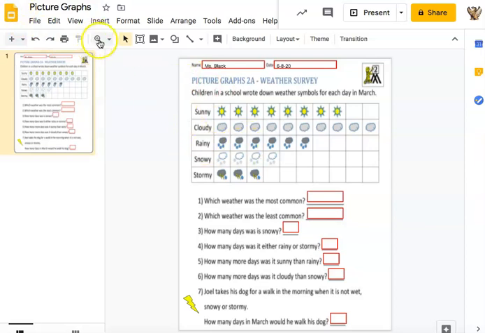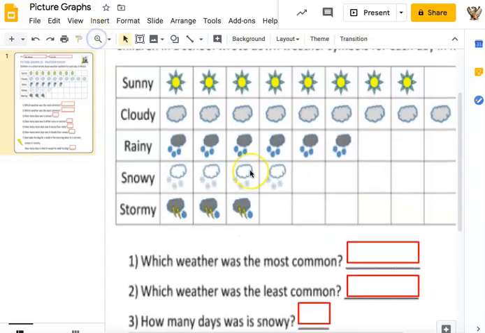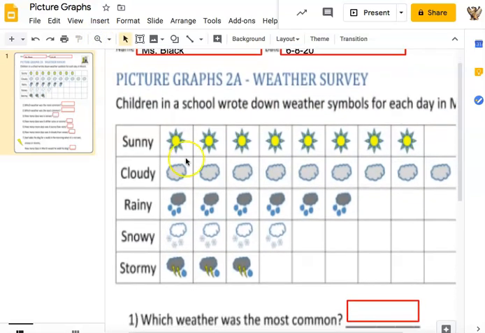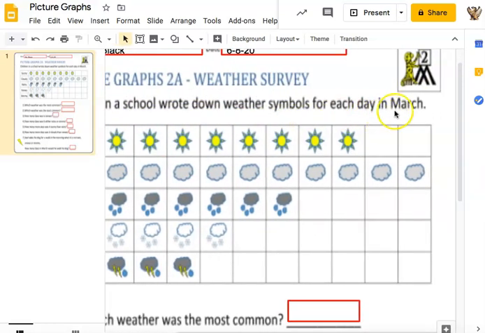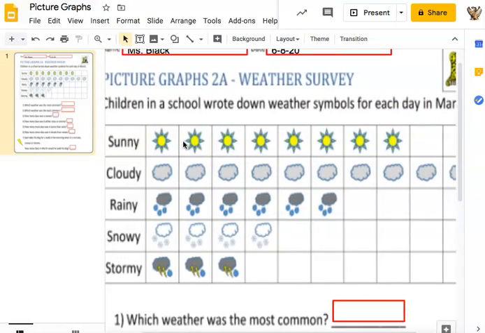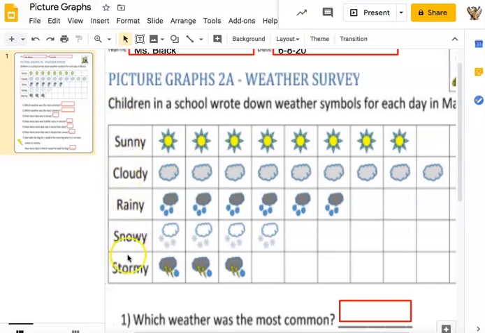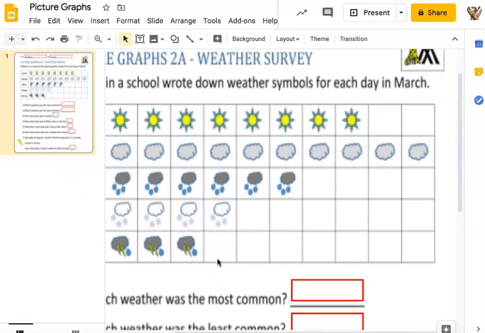And then we can zoom in to our classwork. Just click one time and read the directions. It says, children in a school wrote down weather symbols for each day in March. So they were graphing the weather in March. So you'll see on this side of our graph, it says sunny, cloudy, rainy, snowy, and stormy. These were all the days in March that were sunny, all the days that were cloudy, all the days that were rainy, and so on.